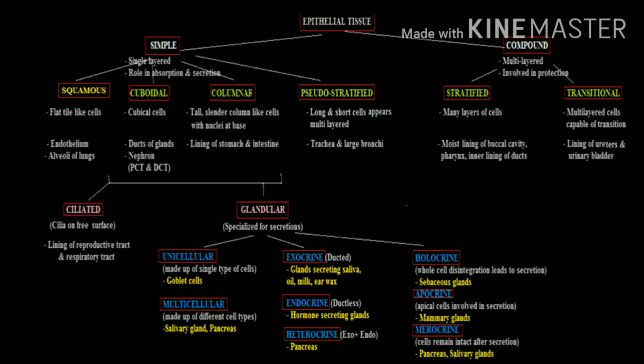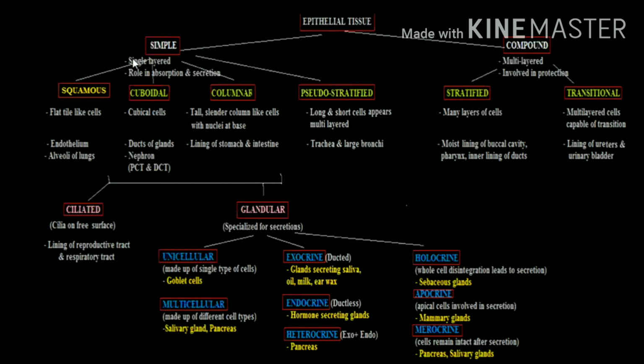Moving on to the classification of epithelial tissue, it is broadly classified into simple and compound epithelium. Simple epithelium is single layered and it plays an important role in absorption and secretion. Compound epithelium is multi-layered, which plays an important role in protection, both mechanical and chemical protection.